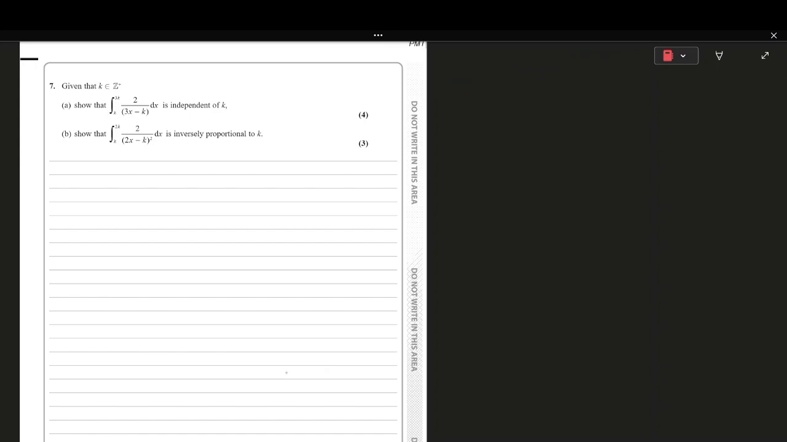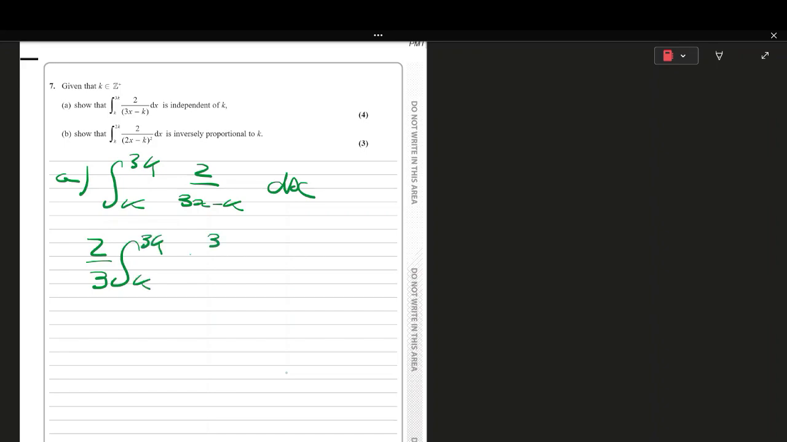Right, so for question 7, show that the integral with limits 3k and k of 2 over (3x minus k) dx is independent of k. So to make it independent of k, we need to get rid of the k entirely. So what we'll do is the integral from k to 3k of 2 over (3x minus k) dx. The easiest way to integrate this is by taking out 2 over 3, so we can have the numerator be the derivative of the denominator. So we can use the ln rule.